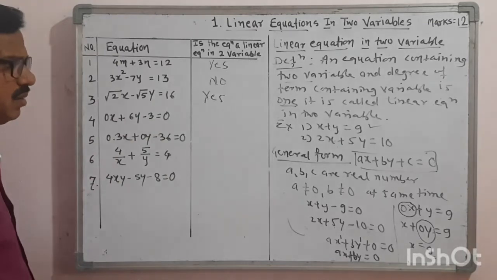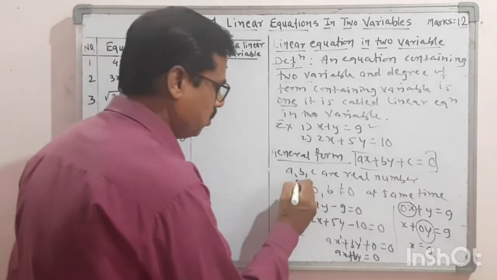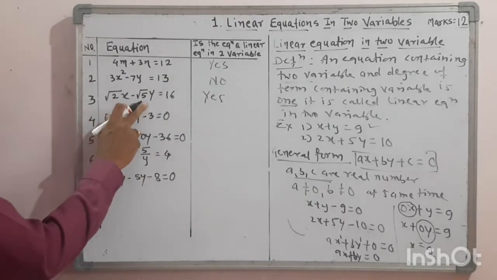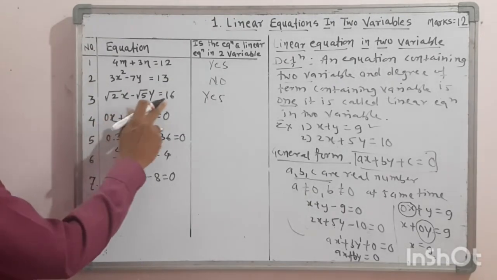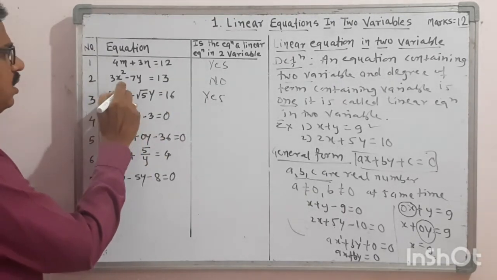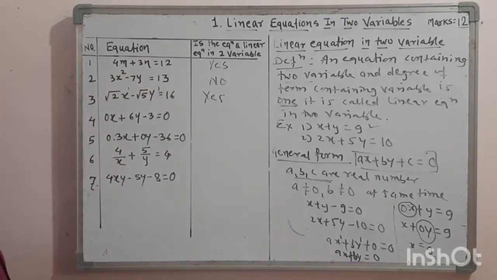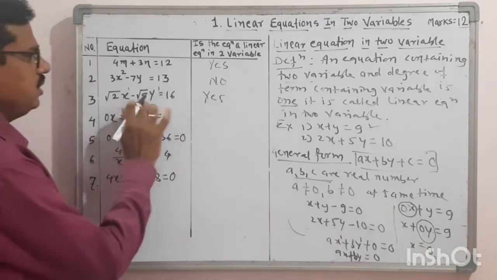Both are called the real number. Therefore our condition, we know A, B, C are real numbers. Therefore root 2 and root 5 are real numbers. Here x has power 1, y also has power 1. So the degree of that variable is 1. Therefore this is a linear equation in two variables.